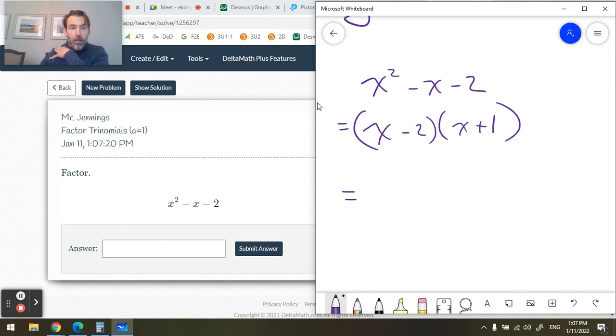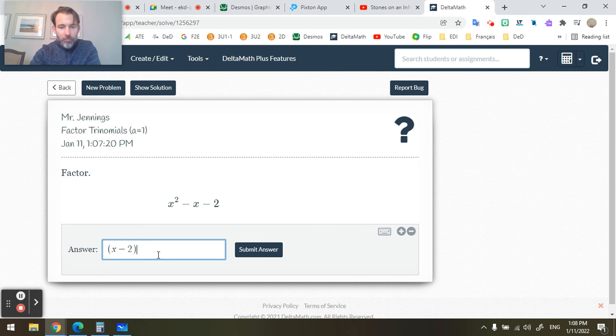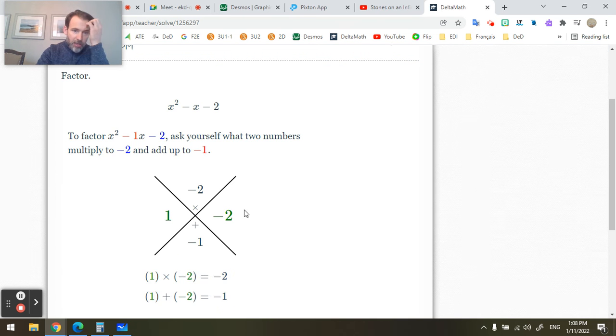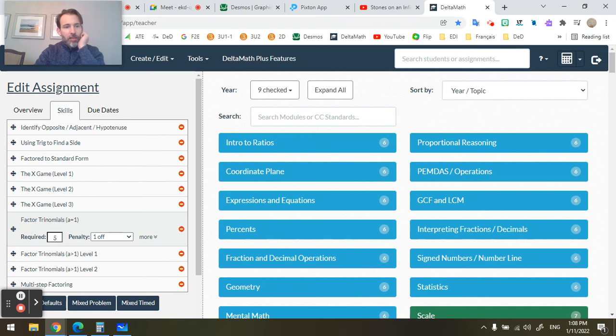Okay, so let's FOIL it. x times x is x squared. x times 1 is plus x. Negative 2 times x is minus 2x. Negative 2 times plus 1 is minus 2. This will combine to that, so yes, they are the same. Now let's write that in, just to prove it to you: x minus 2, x plus 1. Yay! So they say X game it, and then you put it in there, and you're done. Okay, so that's level 1.